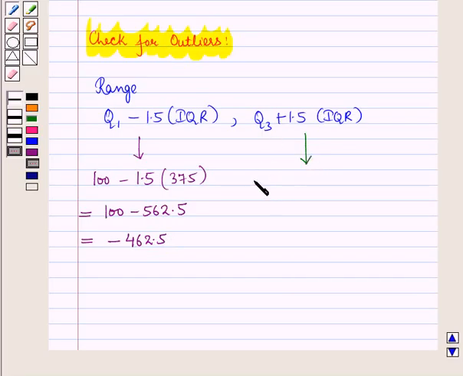Now let us find the other value. The upper quartile Q3 is 475 plus 1.5 into the interquartile range 375, which is equal to 475 plus 562.5, and this is equal to 1037.5.